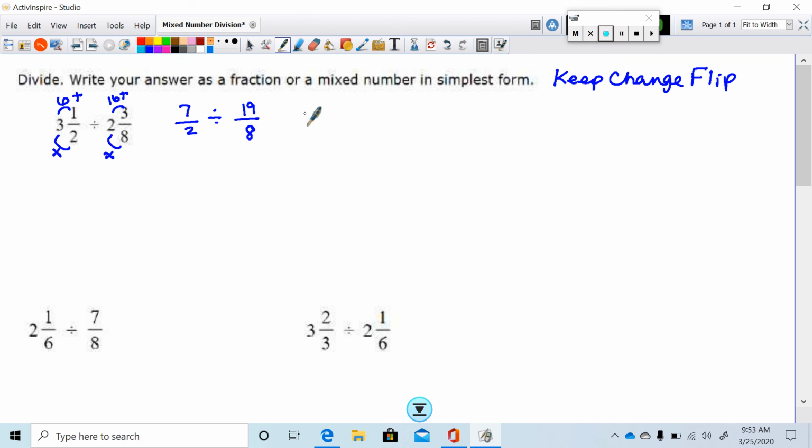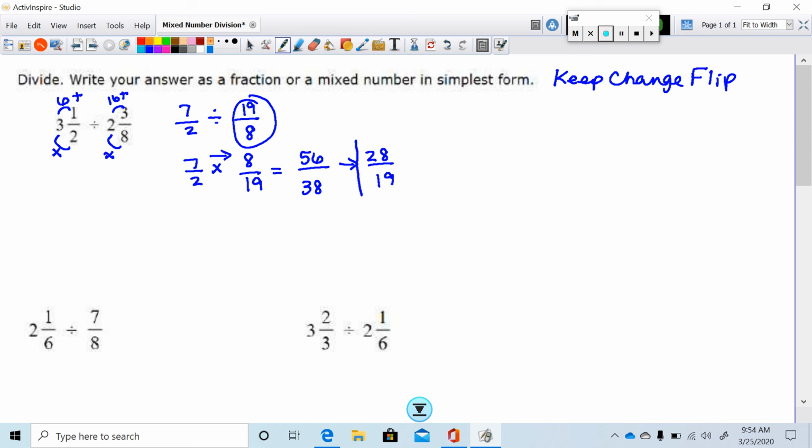Now that you have it in the correct form, you want to keep, change, flip. You keep the first fraction like it is. You change the division to multiplication, and the second fraction, you flip it. 8 over 19. Then you just multiply straight across. So 7 times 8 is 56, and 2 times 19 is 38. Those are both even numbers, so you can simplify them by cutting them in half. Half of 56 is 28, and half of 38 is 19.